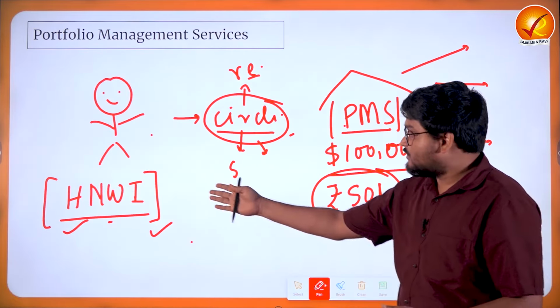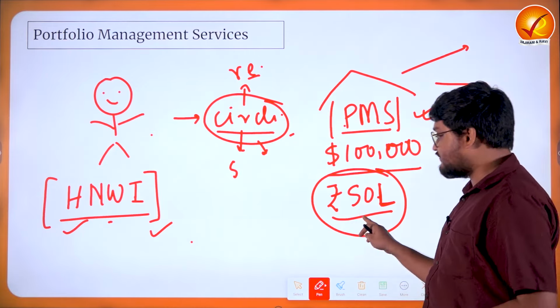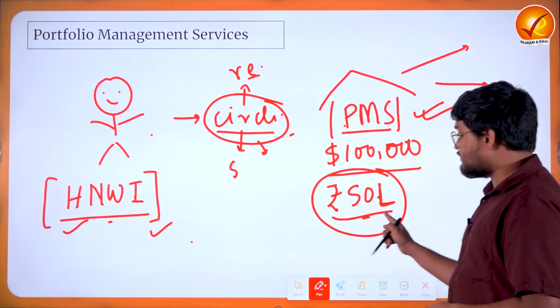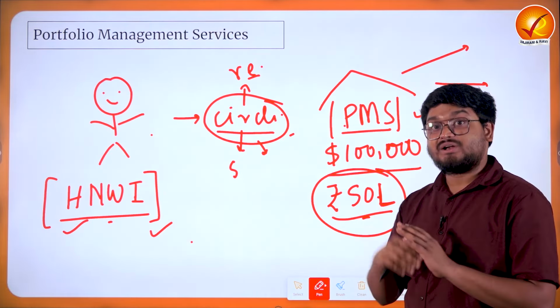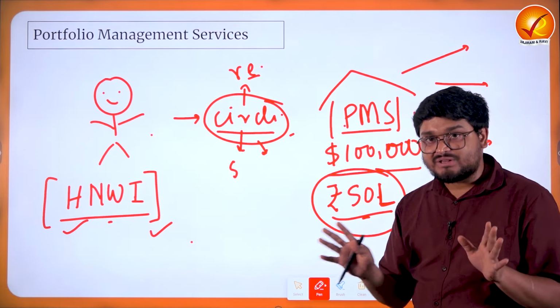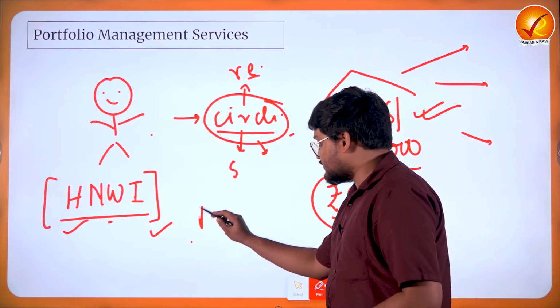Now maybe this individual will be giving, say for example, 50 lakh rupees per month to this particular company, and then this company will be distributing or investing this money elsewhere. And similarly, we also have something which we know as mutual funds, right?